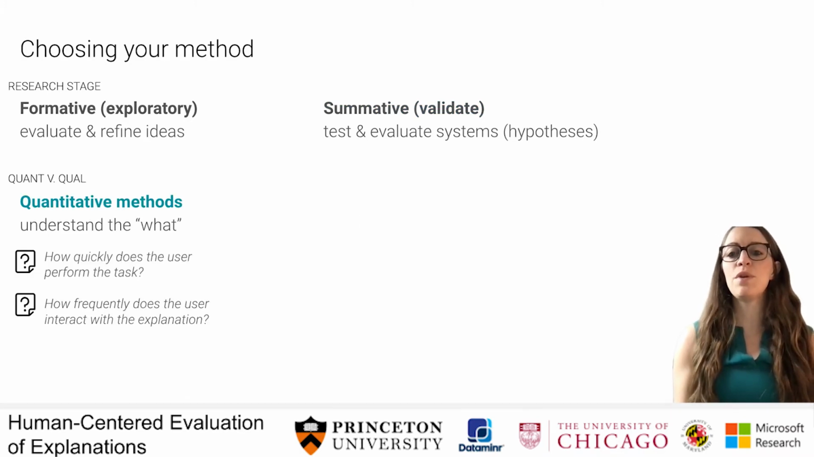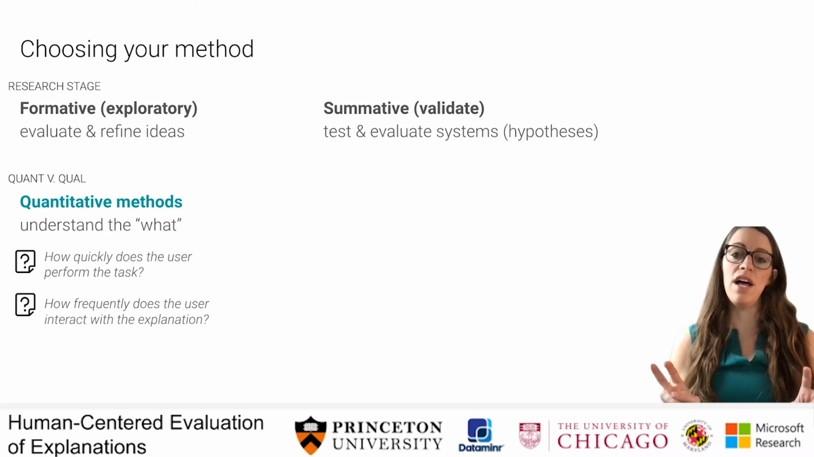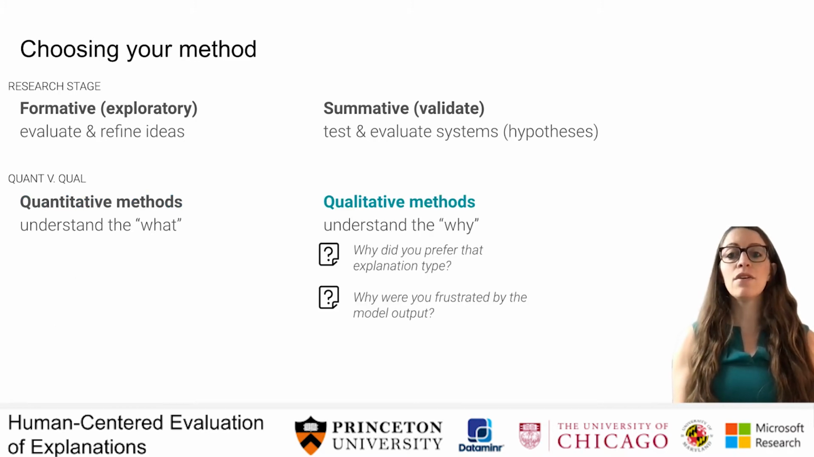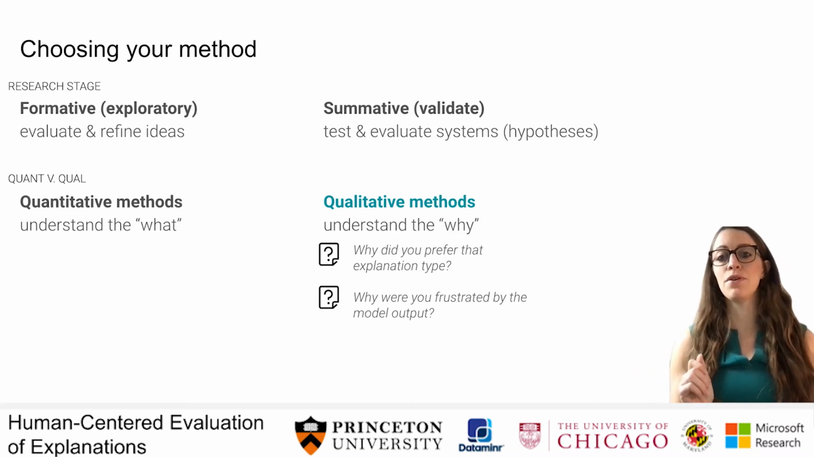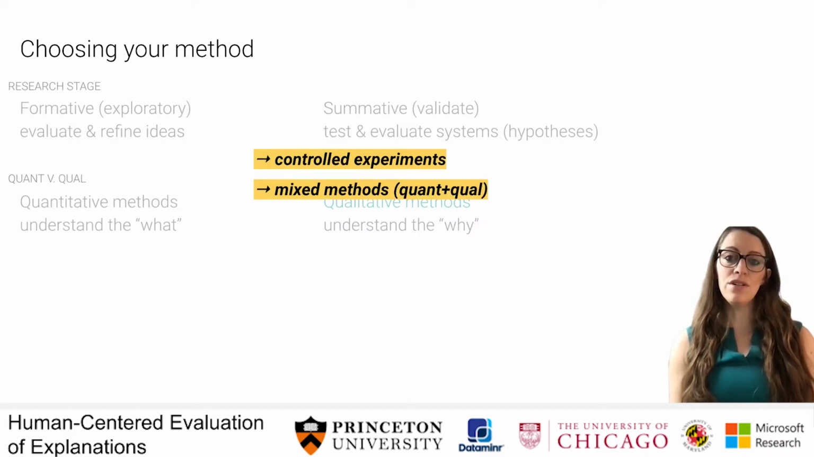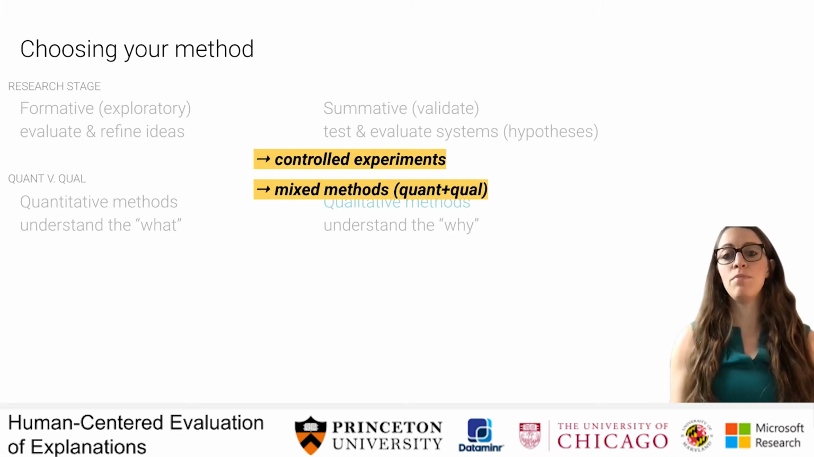We also differentiate between quantitative and qualitative methods. Quantitative methods help us to understand the what, such as how quickly users perform a task or how frequently users interact with an explanation. Alternatively, qualitative methods answer the why, like why was a particular explanation type preferred, or why a model output was frustrating. Our focus for this tutorial is on controlled experiments for summative research, where we want to test and evaluate system explanations against our hypotheses. We suggest quantitative approaches supplementing with qualitative methods, or with mixed methods approaches.